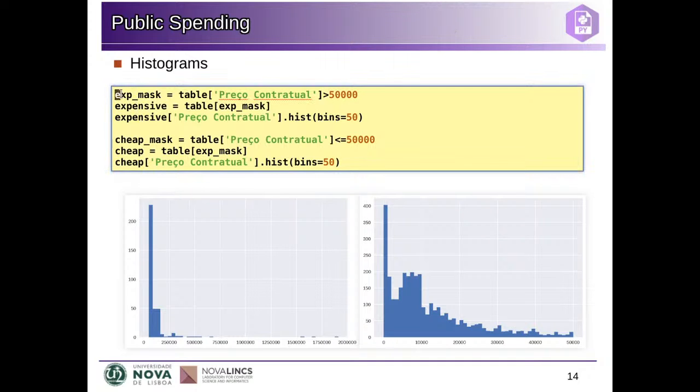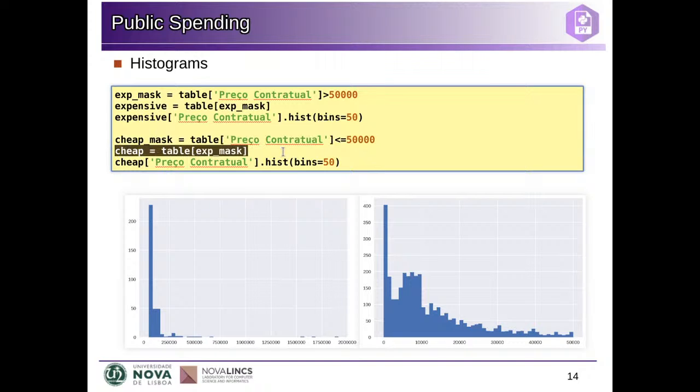We can, for example, say expensive contracts are those for which the price is larger than 50,000 euros. So we get the expensive contracts by, from the table, selecting these rows here. And we can now, from the expensive contracts, select the price column and ask for a histogram. So this is the histogram of the expensive contracts that go all the way, I think, to 2 million euros or something like that. And now we can do the same thing for the cheap contracts, which are up to 5,000 euros.